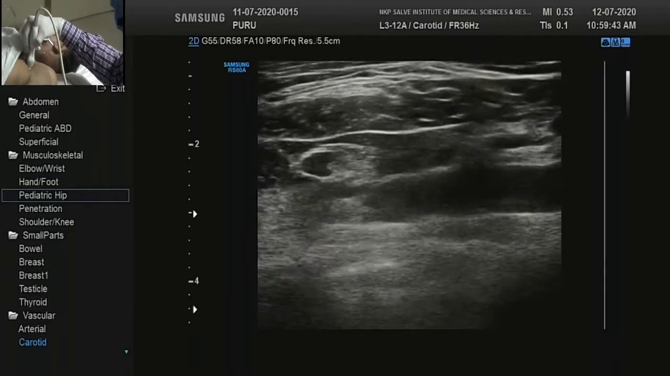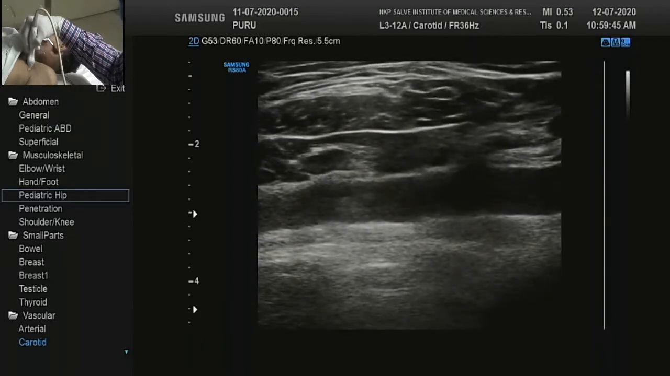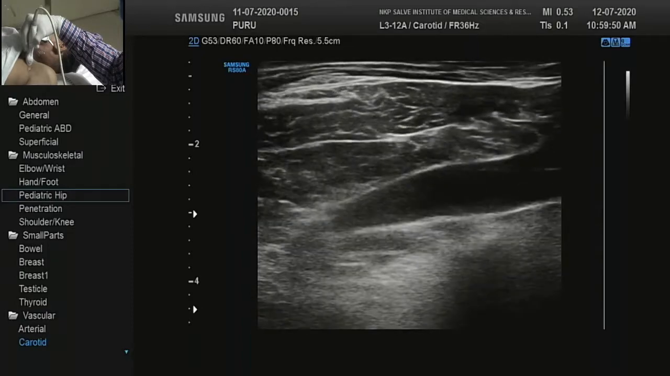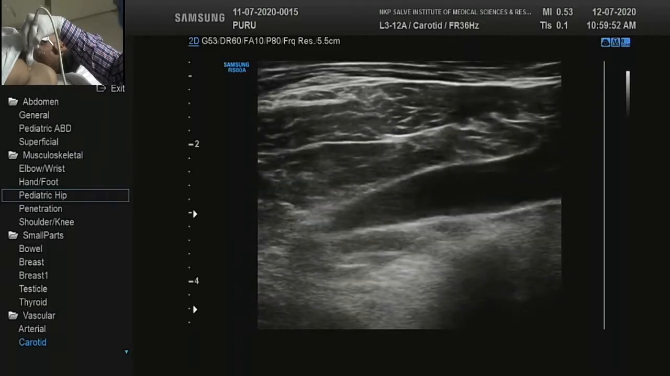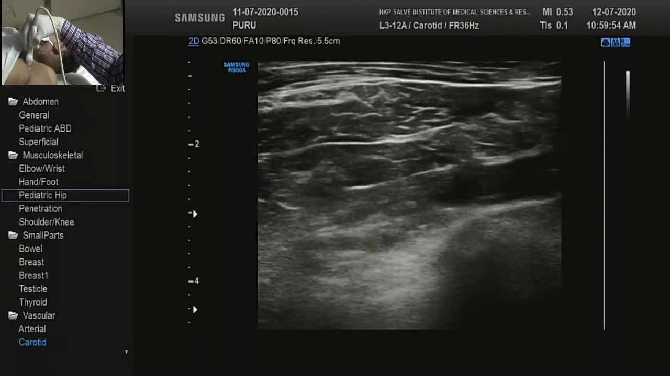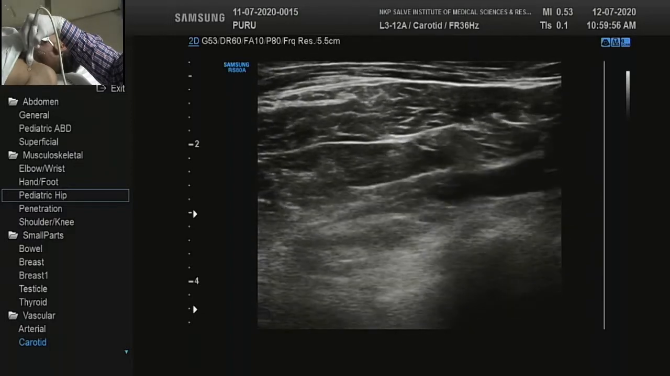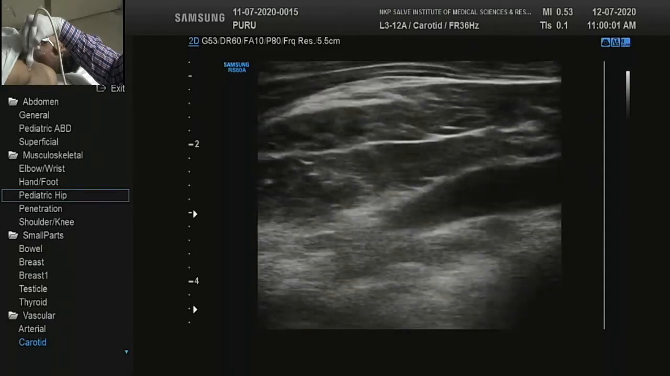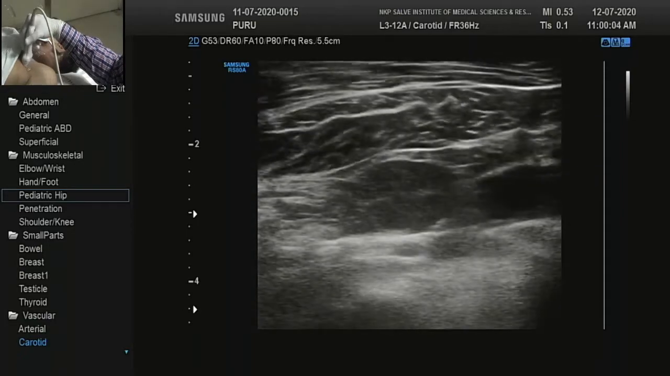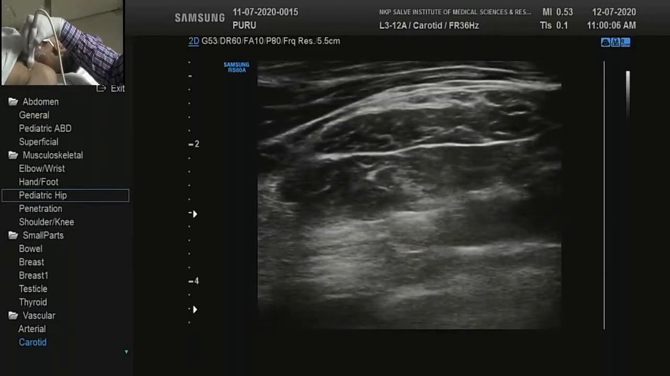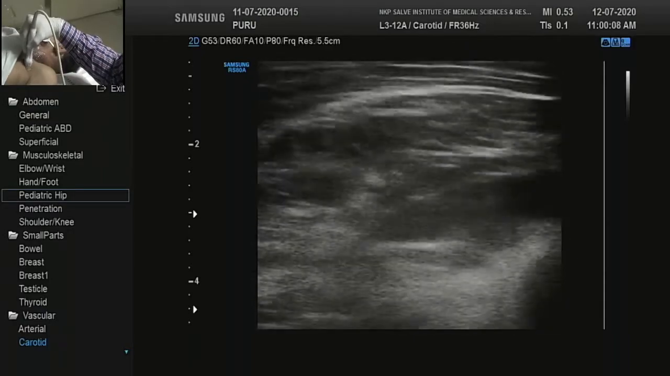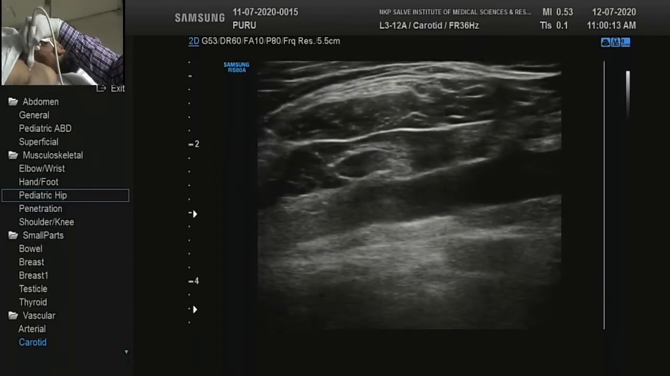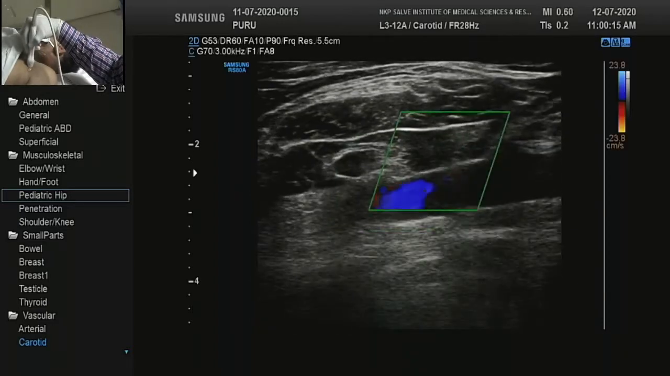I will just magnify it. You can see it nicely. And this is the subclavian vein just above. Can you see that? It is increasing in size, reducing in size. That is phasic flow. This is pulsatile flow. Now we'll just sample the subclavian artery here.